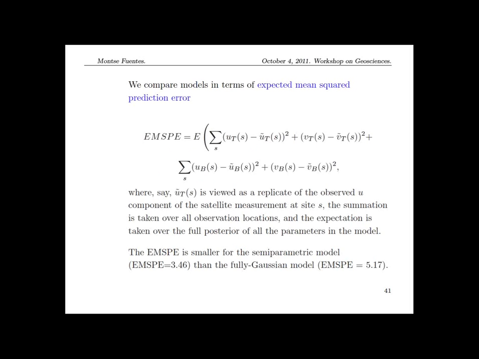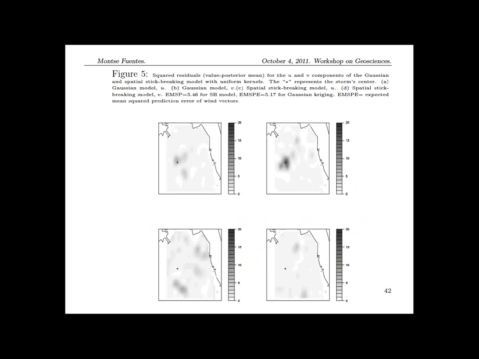So we evaluate the performance of our model against this standard Gaussian multivariate model by comparing the predictions that we are making at the locations where we have buoys and satellites. Here we are comparing the actual satellite and buoy data for the U and V components with what would be our replica of those observed components. This is what is called the expected mean square prediction error. The Gaussian model has an expected mean square prediction error of 5.17, and we get 3.46, a consistent and significant reduction of about 40% of the error.